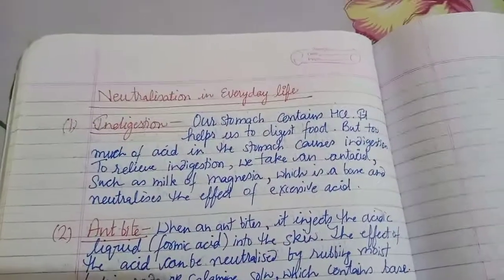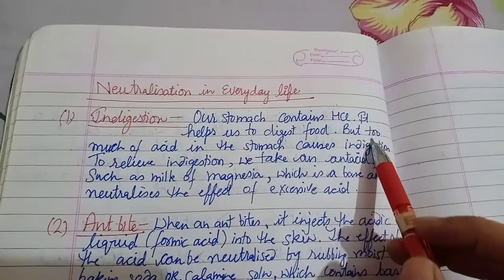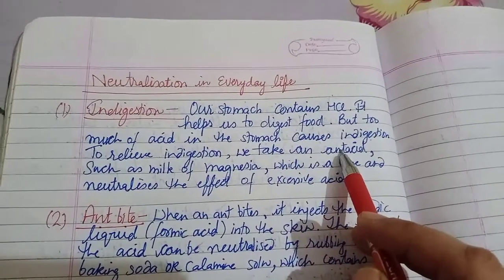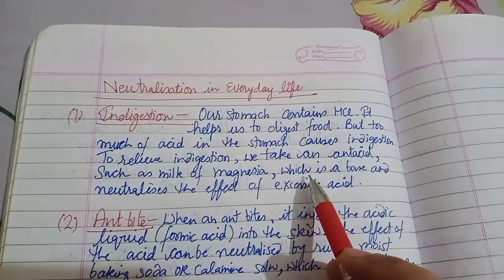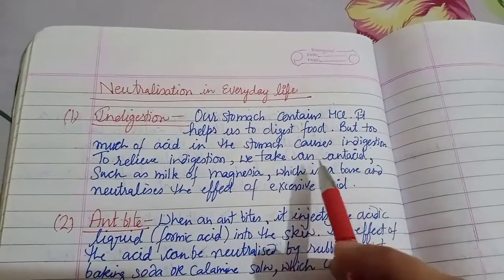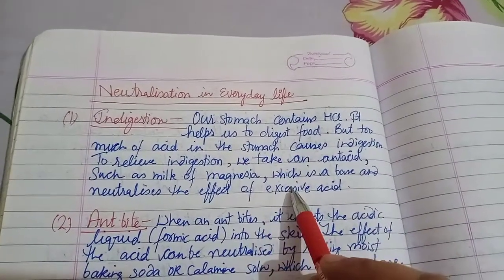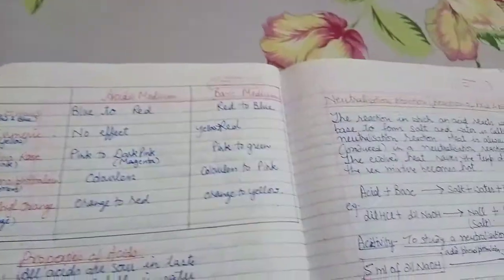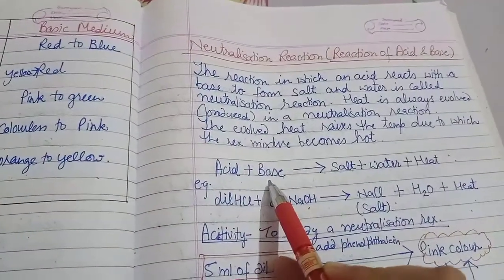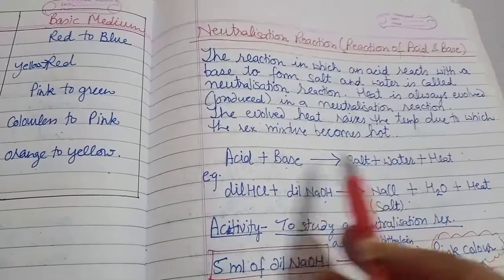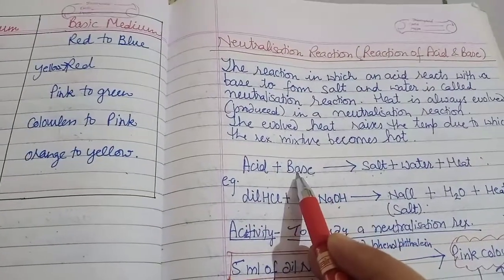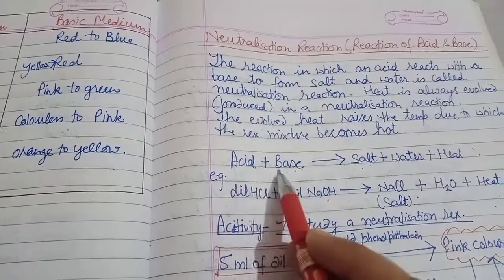Students, as you know, our stomach contains hydrochloric acid. It helps us to digest food. But too much acid in the stomach causes indigestion. Right? To relieve indigestion, we take an antacid such as milk of magnesia, which is a base and neutralizes the effect of excessive acid. Students, you know that when acids react with base, it gives rise to salt. Right? So we can neutralize the effect of acid by adding the base, and we can neutralize the effect of base by adding the acid. Right? This is a neutralization reaction.